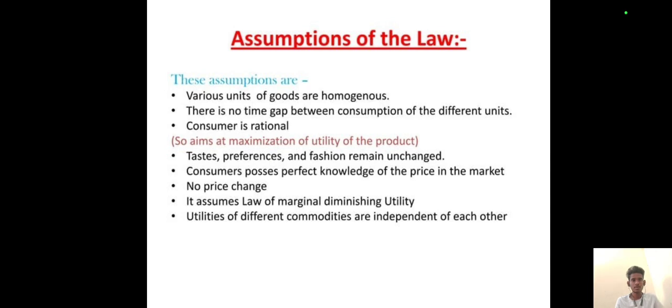Assumptions of the law. Various units of goods are homogeneous. There is no time gap between consumption of the different units. The consumer is rational, so aims at maximization of utility of the product. Tastes, preferences and passion remain unchanged. Consumers possess perfect knowledge of the price in the market. No price change. Utilities of different commodities are independent of each other.